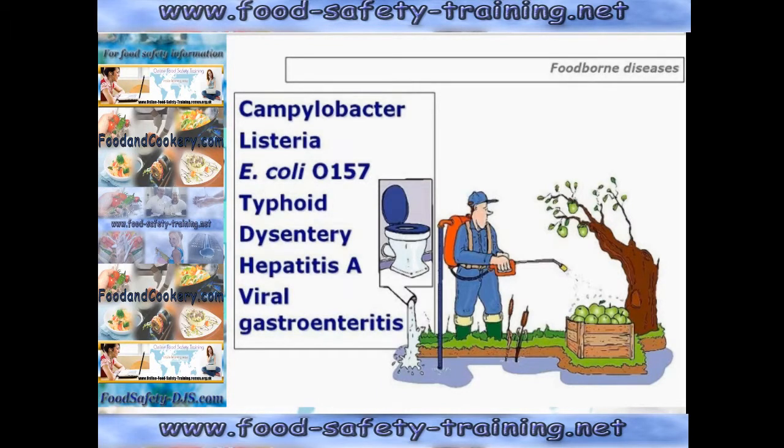The example on that slide shows you how foodborne diseases come into existence. For example, raw sewage is pumped into a water supply without any treatment, and that water supply is used to spray fruit. That fruit then will contain the bacteria that was present in the sewage. Examples: Campylobacter, Listeria, E. coli O157, typhoid or Salmonella typhi, dysentery from Shigella sonnei and Shigella flexneri, Hepatitis A, and viral gastroenteritis. The last 2 are viruses and not bacteria.